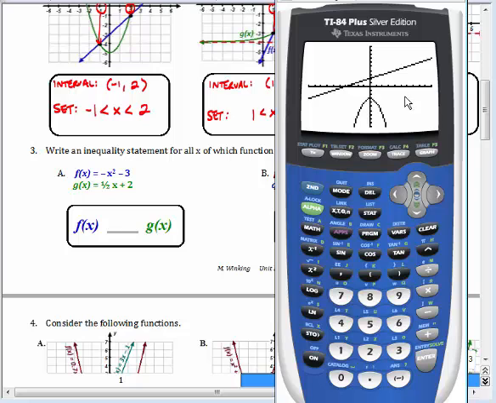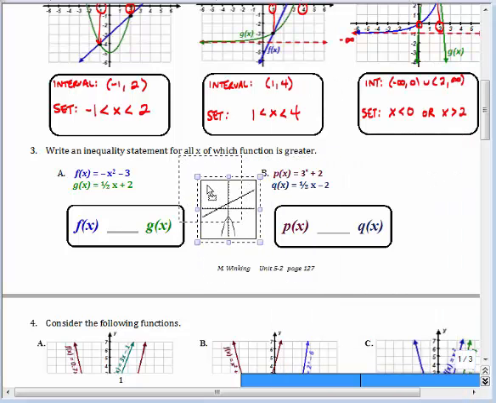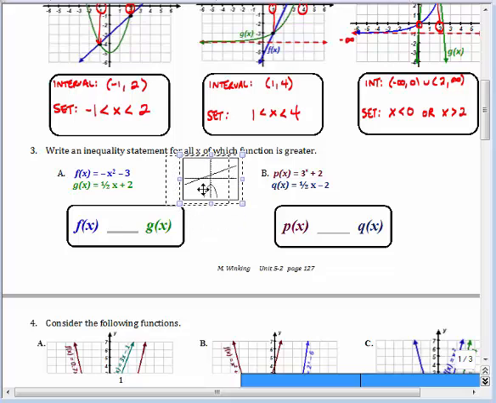They want to know which one's always on top. I think it's pretty clear on this, the line's always on top. So in this case, g of x is always bigger. If we trace this in the colors, g of x is the line, which is this one right here, and f of x is this parabola right here. So the green one is bigger, so we need the alligator to open towards the g, eating the g, so it's bigger. Let's try the next one.